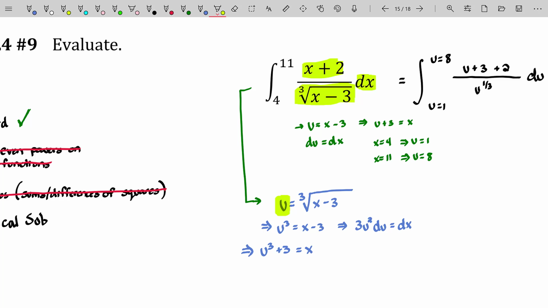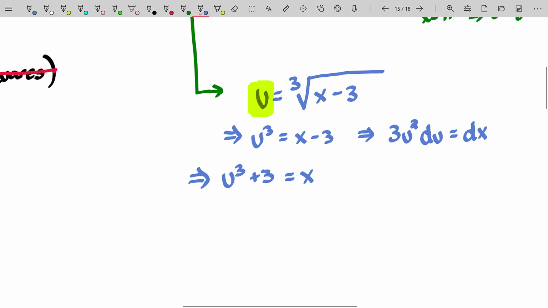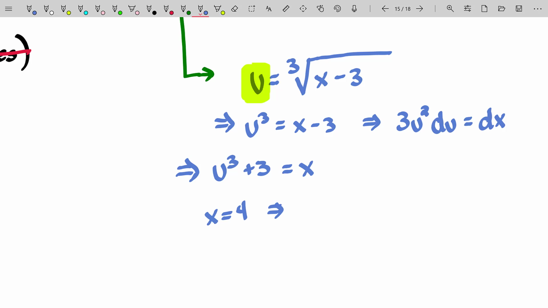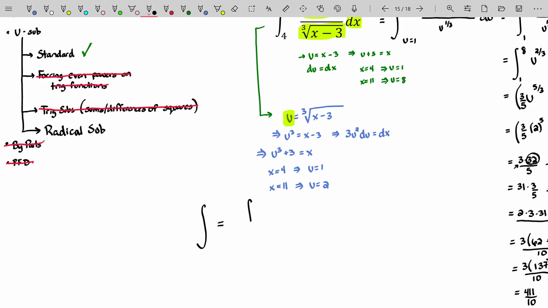Now let's trade out those limits of integration. If x is 4, we'll have the cube root of 1, or in other words, u is just 1. If x is 11, we'll have the cube root of 11 minus 3, or the cube root of 8, which is 2. And our integral becomes the integral from u equals 1 to u equals 2.